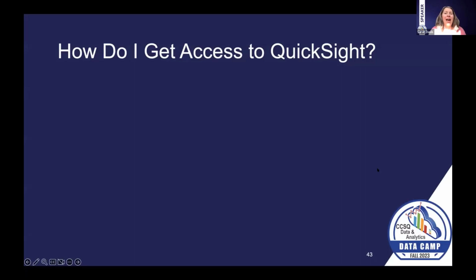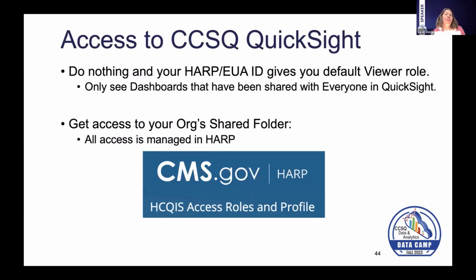Now, the question about access to Quicksight. So I mentioned before that if anybody has a HARP or EUA ID, they need to do nothing. They go to idm.cms.gov, and they'll automatically get access to Quicksight. But they'll only have access to those dashboards that have been shared with everyone in Quicksight. Now, if you want to get access to shared folders, this is where you're going to have to go to HARP and request a specific role for that organization to get access to that shared folder in Quicksight.